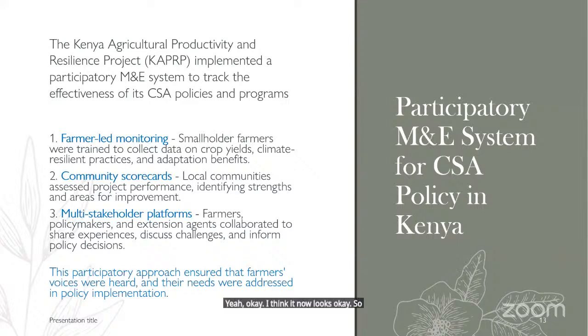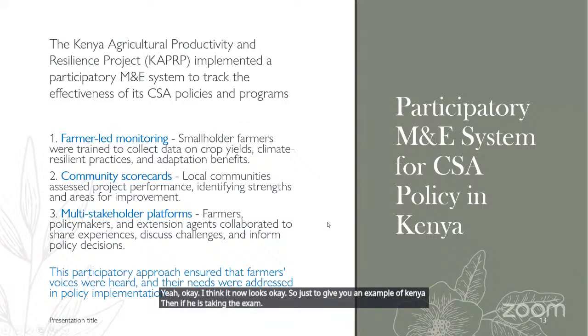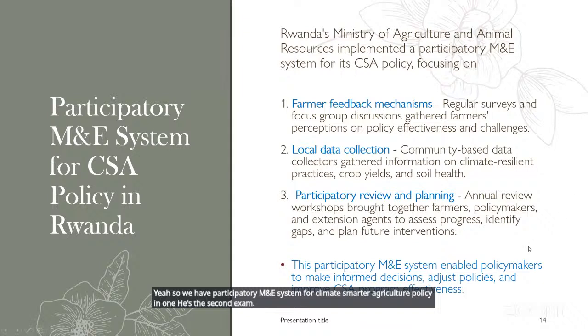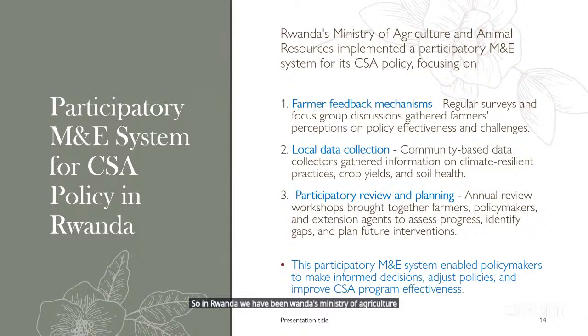Right, so I just gave an example of Kenya. Then I have a second example. Yeah, so we have a participatory M&E system for climate smart agriculture policy in Rwanda. This is the second example. So in Rwanda, we have the Ministry of Agriculture and Animal Resources, which implemented a participatory M&E system for its CSA policy. And that one was focusing on farmer feedback mechanisms. So you will see that here they had some regular surveys and focus group discussions, which gathered farmers' perceptions on policy effectiveness and challenges.